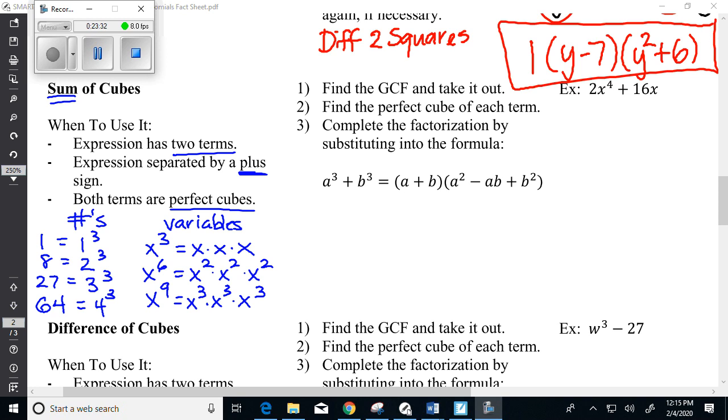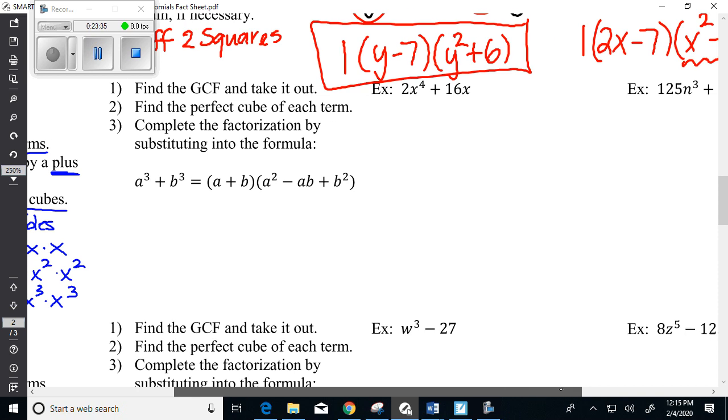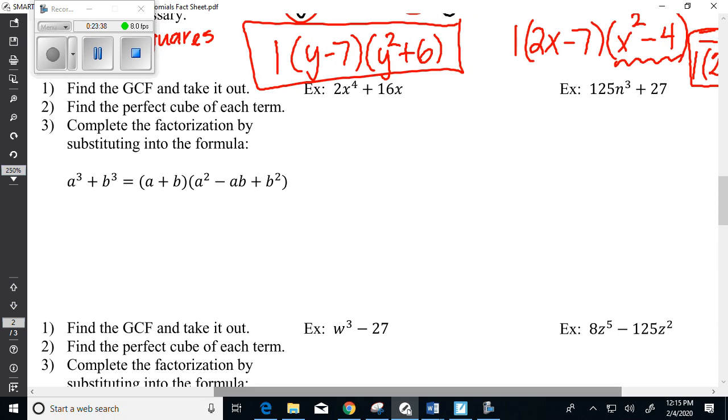So let's start with our first example: 2x to the 4th plus 16x. So first rule of all factoring, take out the GCF. If you look at the problem, both numbers are divisible by 2, so we're definitely taking out a 2. Both terms have a variable, so we're going to take out 2x. So you have 2x, parentheses, x cubed plus 8. Again, GCF always first.